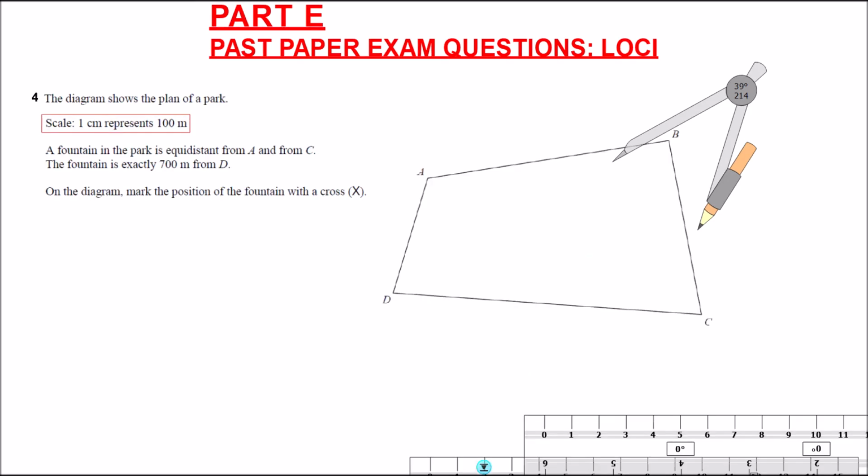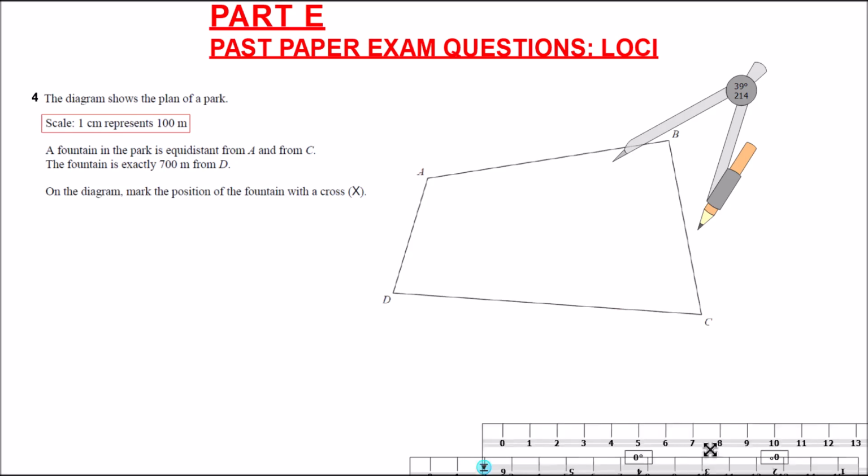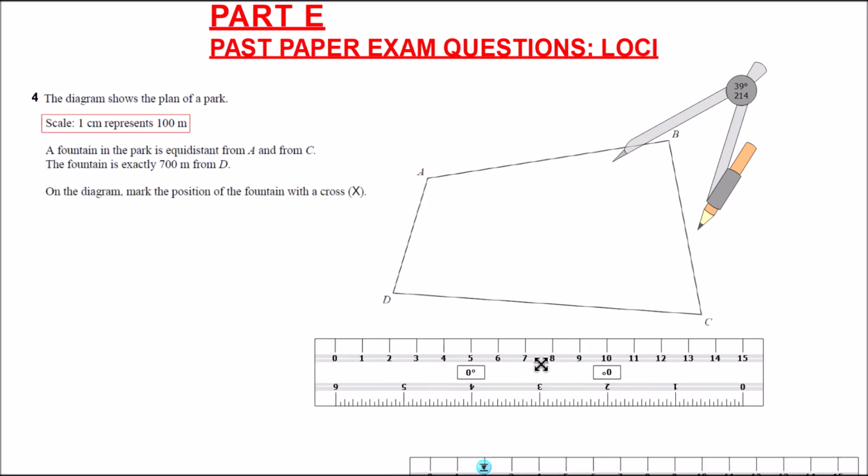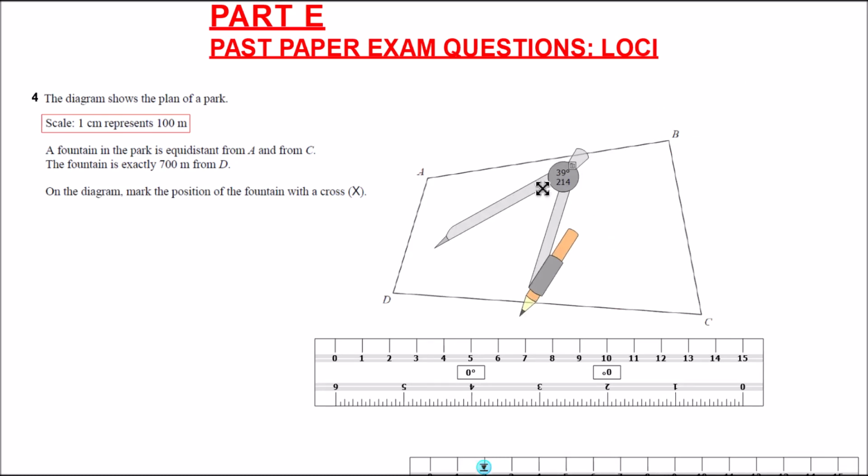Question 4 is a plan of the park. We're given a scale again that 1 centimetre represents 100 metres in real life. A fountain in the park is equidistant from A and C. The fountain is exactly 700 metres from D. So because it's exactly 700 metres from D, what we're going to do here is draw in a 700 metre width using the compass.